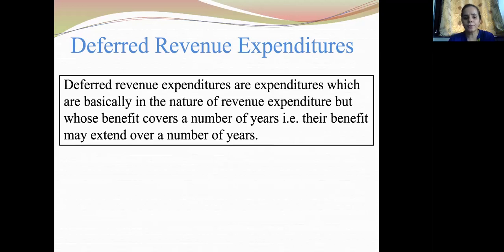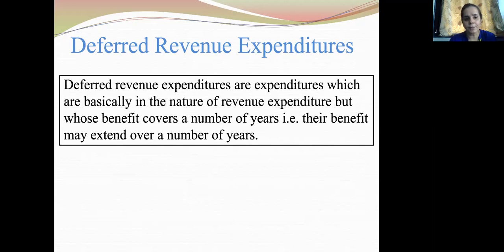If I am doing the advertisement for 5 years and I pay the expenses from my pocket just now, then when I'm paying these expenses from my pocket, it will become a revenue expense. But the benefit is not exhausted in a year. Its benefit is for a longer period. It means it is spread over the 5 years. I know these expenses are only for the 5 years.